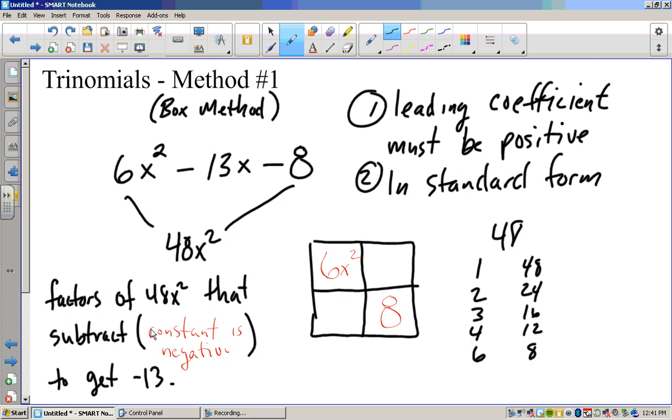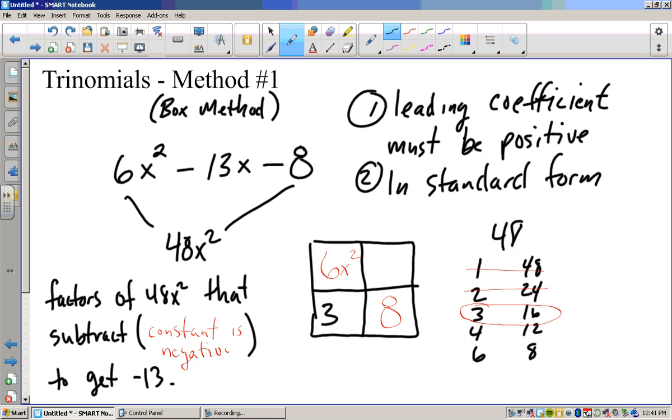Now, they need to have a difference of negative 13. Well, 1 and 48, not even close. 2 and 24, not even close. All right. 3 and 16 have a difference of 13. Now, I want a negative 13, and we'll get to that point in a second, but 3 and 16 are going to give me what I want. All right. So I'm going to go in there and write those in the box.